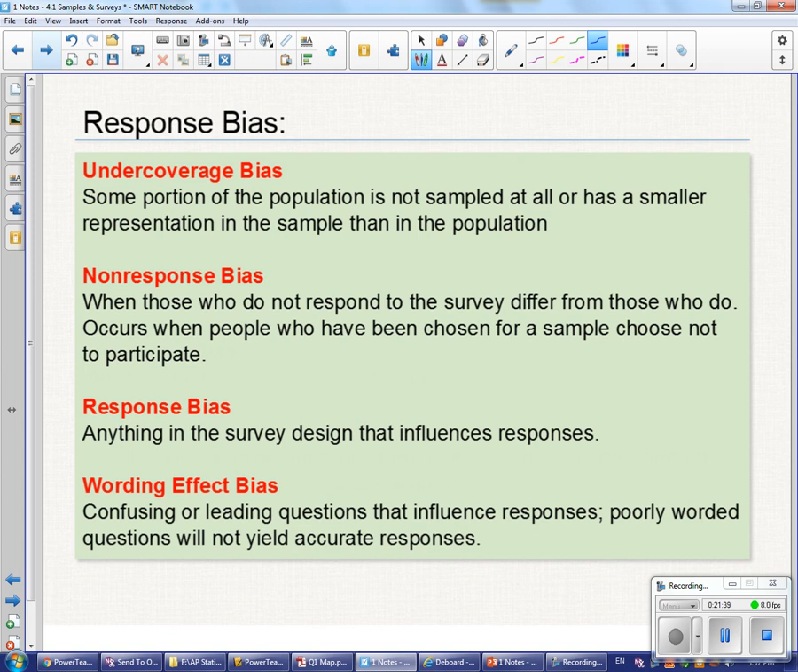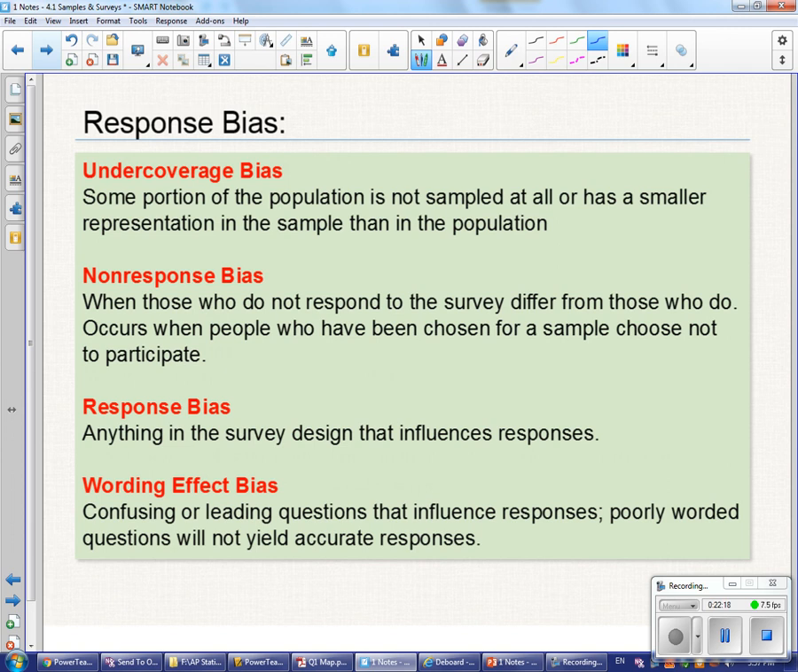If I am doing a face-to-face interview and I'm asking really sensitive questions, people may not feel comfortable being completely honest with me. So if I'm asking teenagers about their activities on the weekend, and I ask them maybe about drug or alcohol use, they may not be comfortable answering those questions to me face to face. And so I may not get authentic answers, and that would be considered response bias. A way to avoid that would be to do an anonymous questionnaire where students could answer honestly without me knowing who it was that responded.